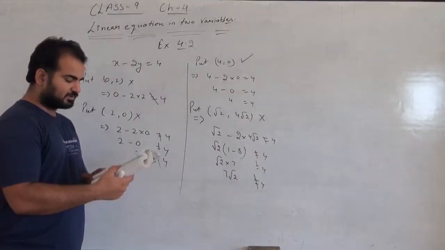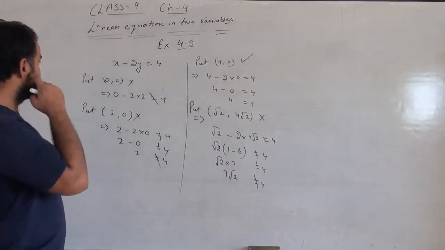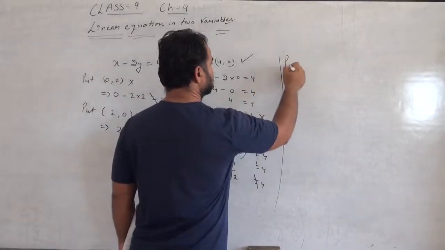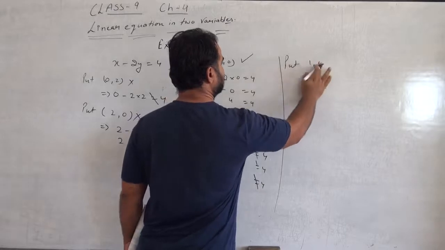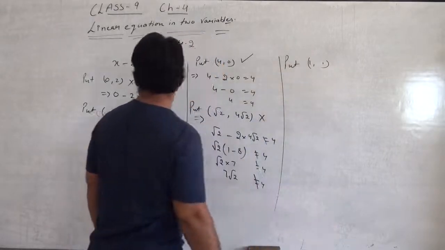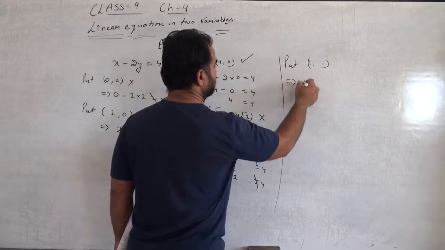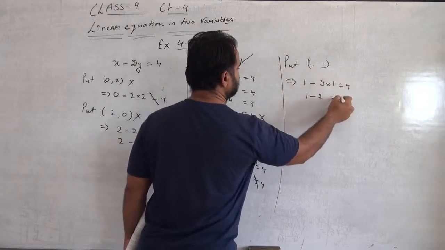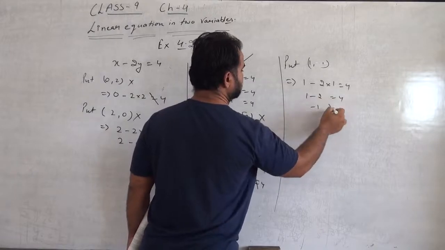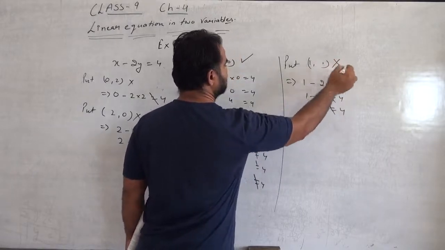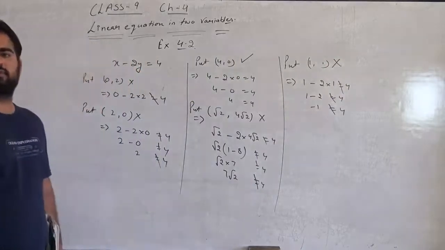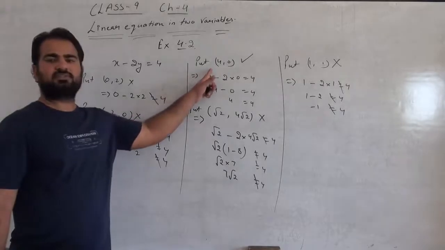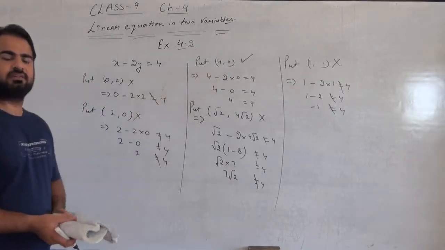And the last is 1, 1. So what we can do is put 1, 1. So it will be 1 minus 2 into 1 equals to 4. 1 minus 2 equals to 4. Minus 1 is equals to 4, which is not equal. So this is also not a solution of the given equation. Okay. So 4, 0 is the final answer of the equation.